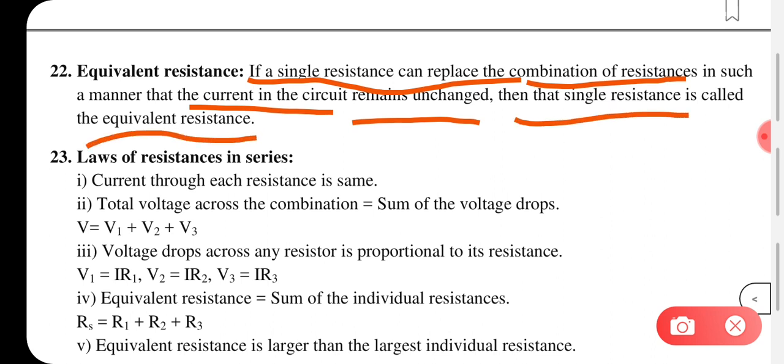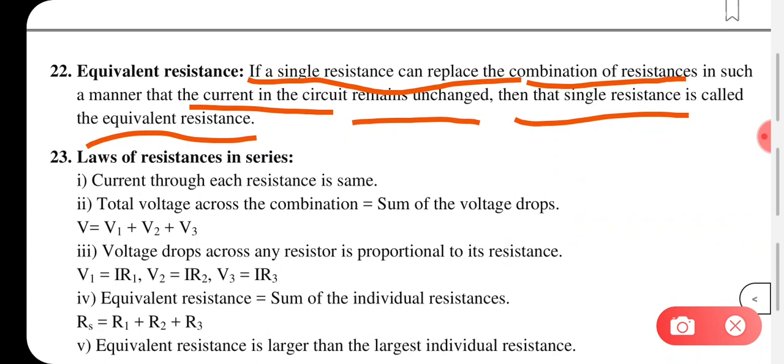So if a single resistance is replacing the combination of different resistances, without changing the current that is flowing through the circuit, then we call that an equivalent resistance, fine.